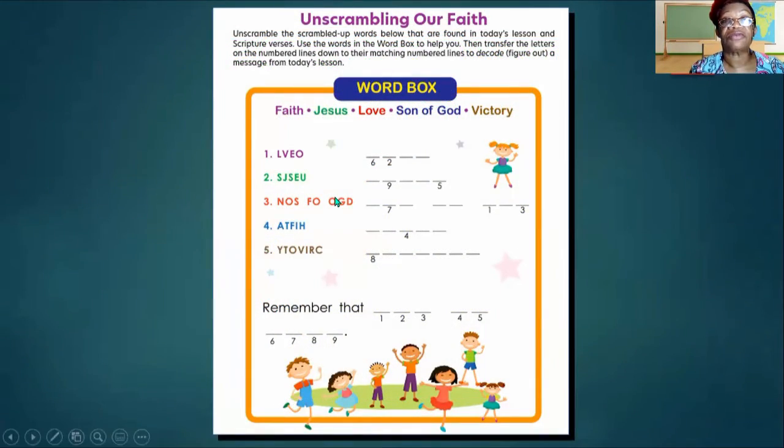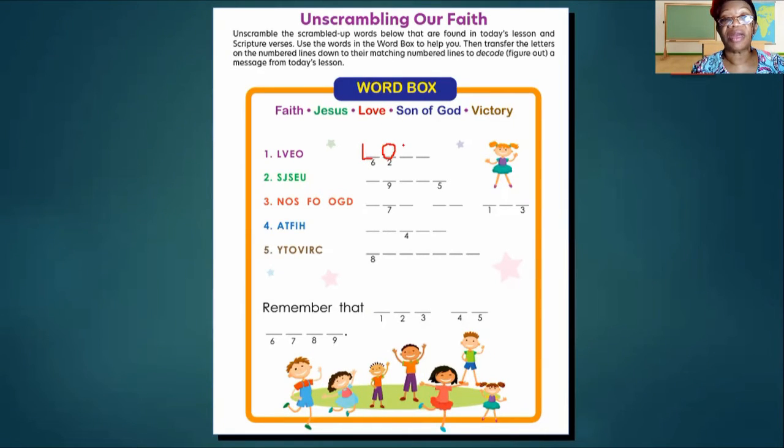All right, we have an unscramble word deal here. Unscrambling our faith: unscramble the words below that are found in today's lesson and scripture verses. Use the words in the word box to help you. Then we're going to transfer the letters on the numbered lines down to their matching numbered lines to decode a message from today's lesson. The word box words are faith, Jesus, love, Son of God, and victory. Oh, someone sees number one already, right?